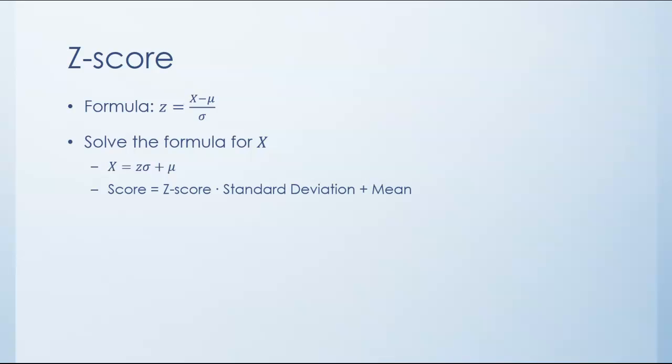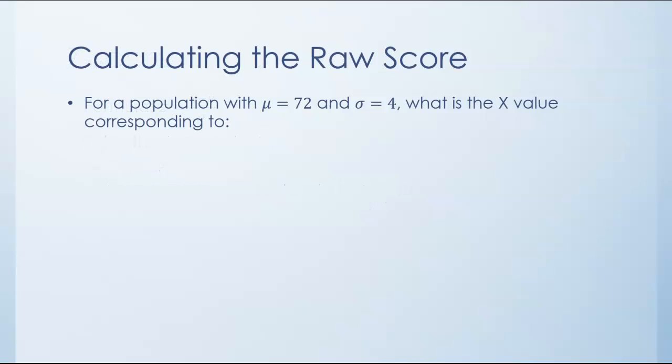So let's do a couple of examples on how to do this. It's really not that bad once you have the formula down. We're going to do it for a population with a mean of 72 and a standard deviation of 4. We're going to use those two values for all three examples we're going to do in this video. So again, mean of 72, standard deviation of 4.